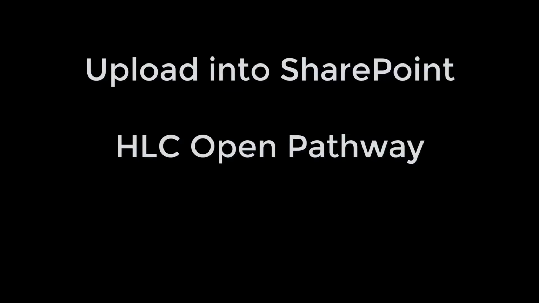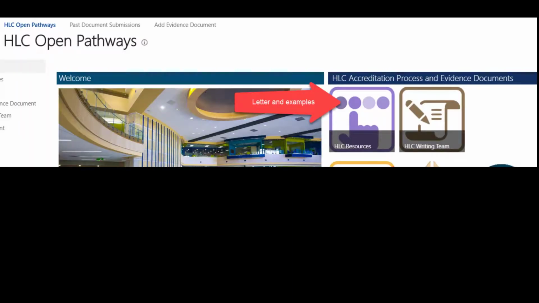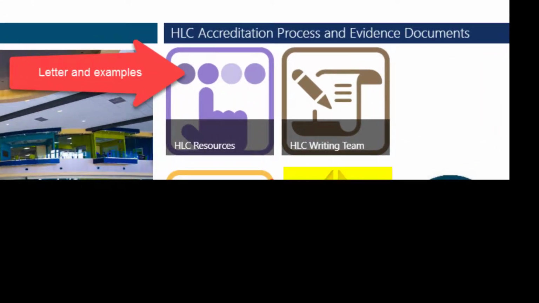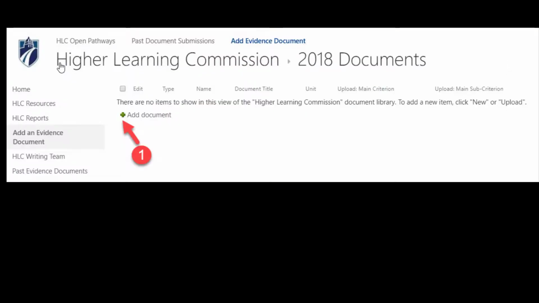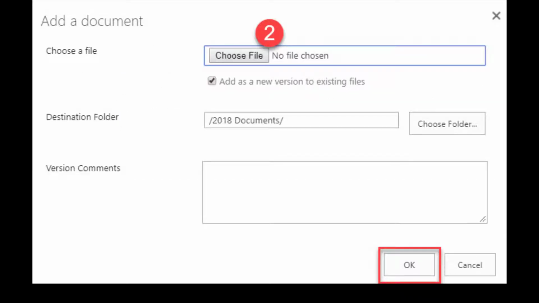When you are ready to upload, open SharePoint and navigate to HLC Open Pathway. Once there, click on Add an Evidence Document. The first step is to click the green plus to add a document. Second, click on Choose File to browse for your file. Leave all the other fields as they are and click OK.